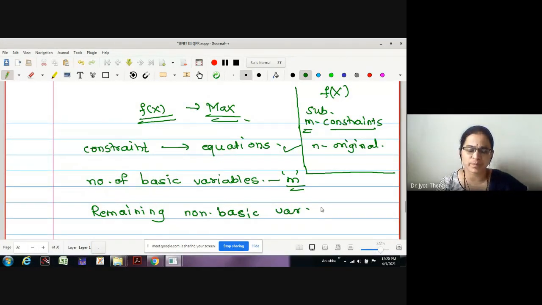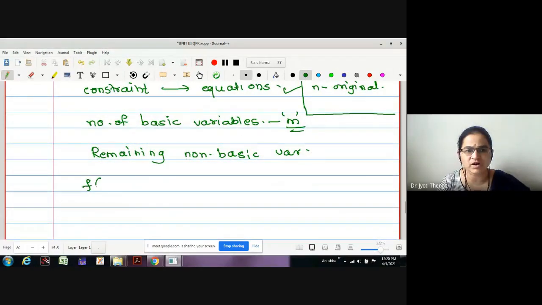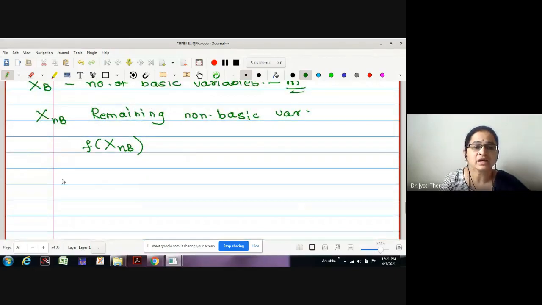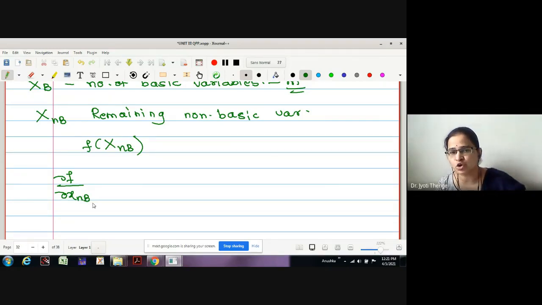Now, what we are going to do is first express the function in terms of the non-basic variables. The symbol we will use for the vector of basic variables is xB, and the others are the non-basic variables. So first we express the function in terms of non-basic variables only, then differentiate the function with respect to each non-basic variable, and check the value of this derivative with the remaining non-basic variables taking the value 0.